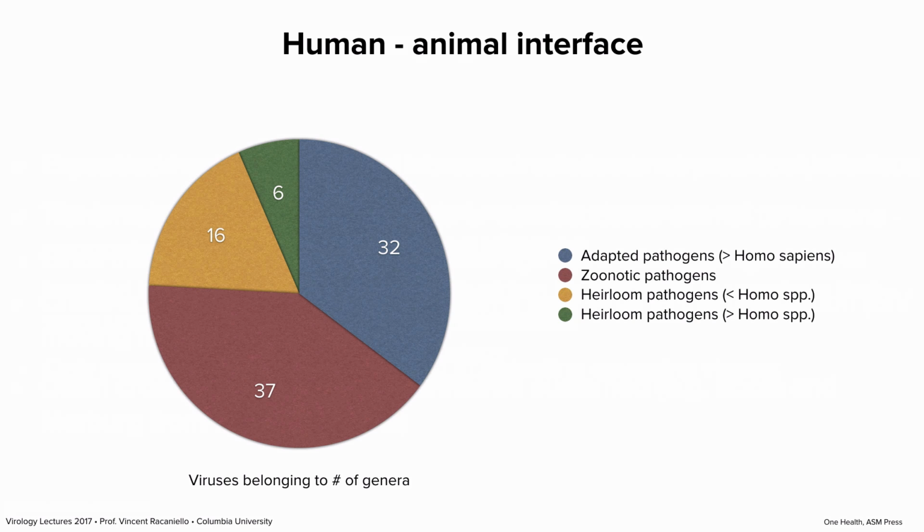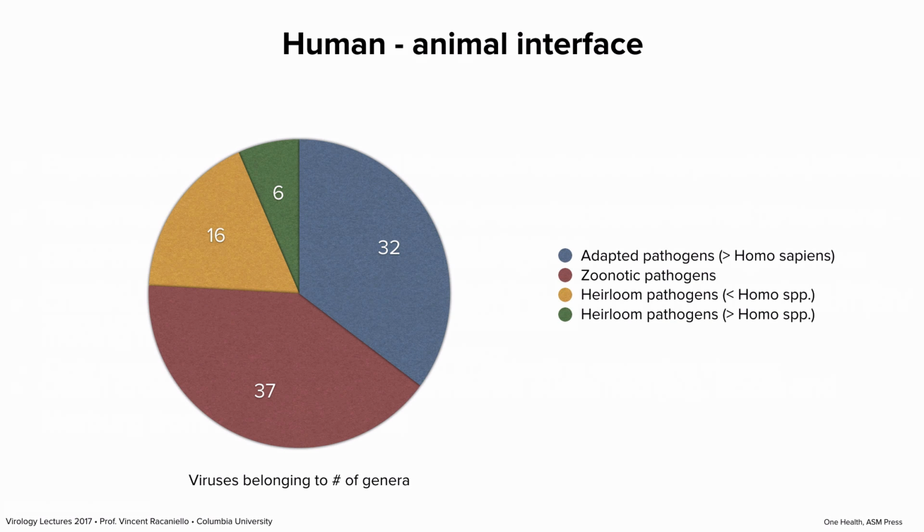They infected Homo sapiens at some point in our history, and they became well adapted so that they're now human viruses, like the most recent one being SIV going into humans and becoming HIV. So HIV would be an adapted pathogen. Then we have zoonotic pathogens, 37 of them in red. That means that every time there's an outbreak in people, it's a brand new transmission from animals to humans. And that includes Ebolaviruses that we'll talk about today, and some others as well.